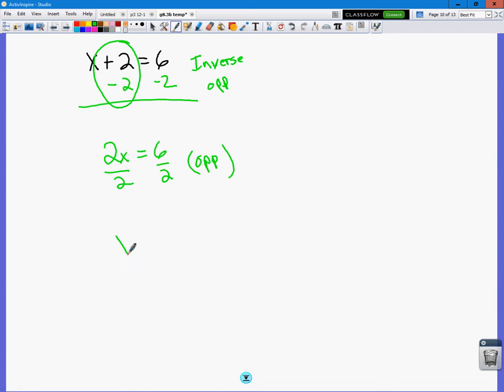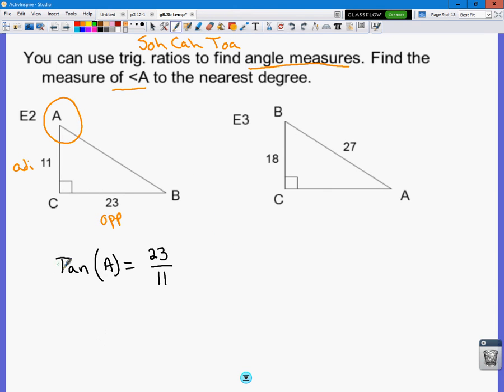What if it was x squared equals 9? What would I do? Why would I take the square root? Because they're opposites of each other. If I have the tangent of A equals 23 over 11, and I'm trying to get A by itself, what do I have to do to it? The opposite of what? The tangent.